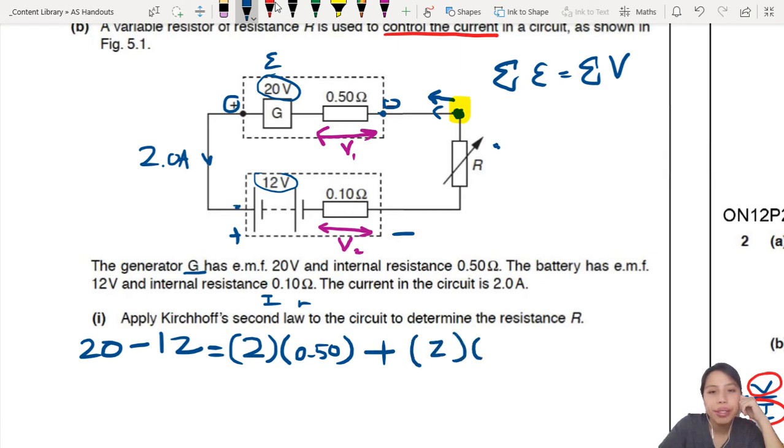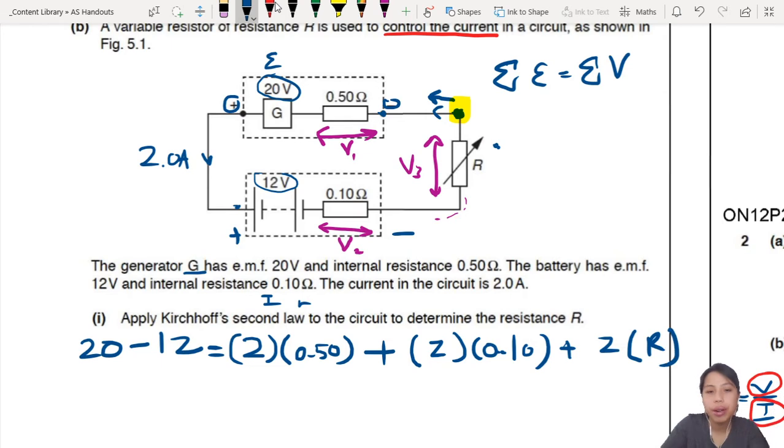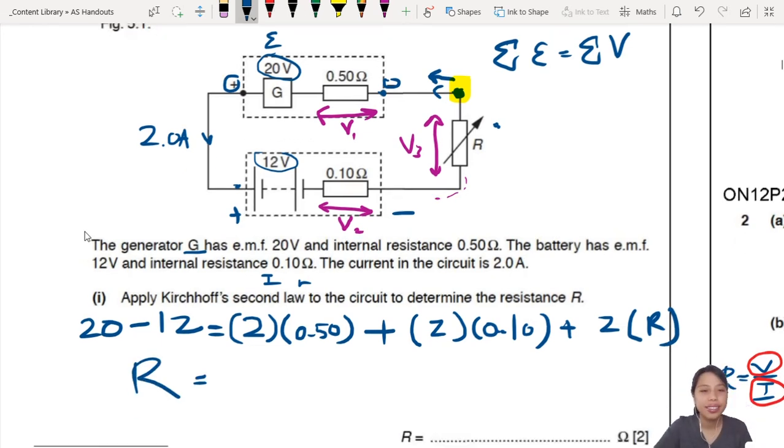Current is 2 amps, 0.1 ohm. And that's it. Is it? Oh, one more. Don't forget the R we're trying to look for. So go here, this another potential drop, V3. So let me just write that down. That will be current times resistance. I don't know R. From there, you can rearrange to find your R.